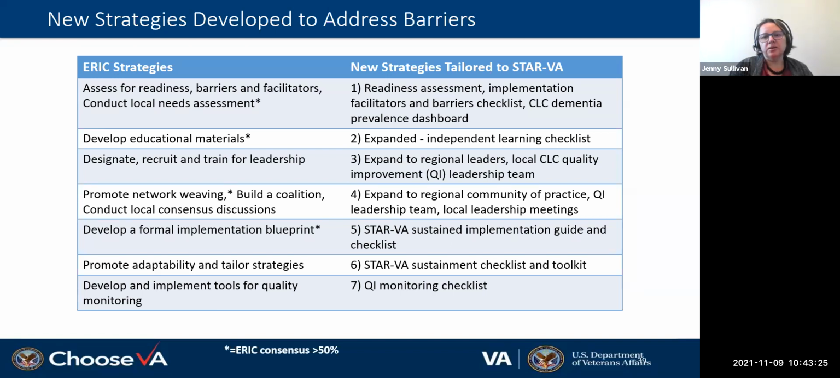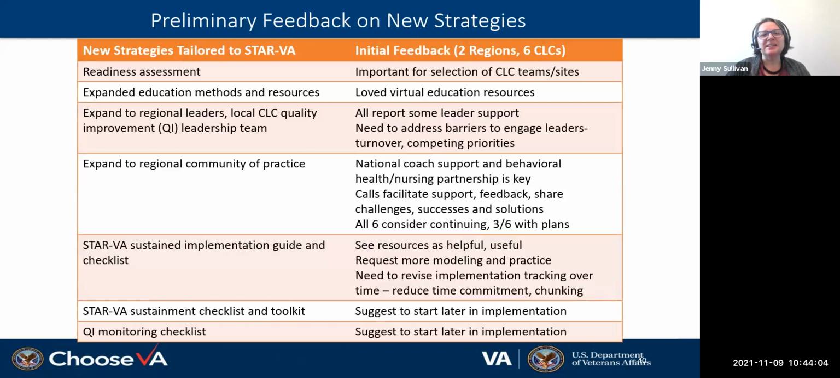They promoted communities of practice at the regional level, and then expanded local communities of practice to include the CLC or nursing home quality improvement teams. They then provided an implementation guide and checklist that helped to identify current and needed strategies, facilitators, and barriers. There was also a tool to identify and track sustainment priorities, goals, and use of resources. And number 7 was a tool to track the quality improvement goals and progress of STAR-VA. So they did quite a few new strategies.